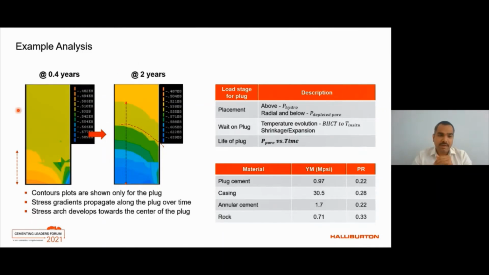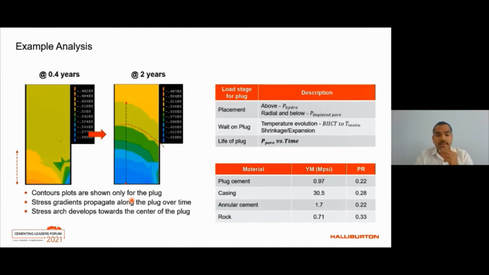So for example, at 0.4 years, the stress contours are ranging from close to 48 megapascal to 59 megapascal. The negative sign just indicates that the stresses are in compression. That's really all. It's just an assigned convention. I'm not showing the results of casing and cement sheath and rock here, just for simplicity. I'm focusing only on the plug portion and specifically the half plug portion. Like I said, the contours are shown only for the plug.